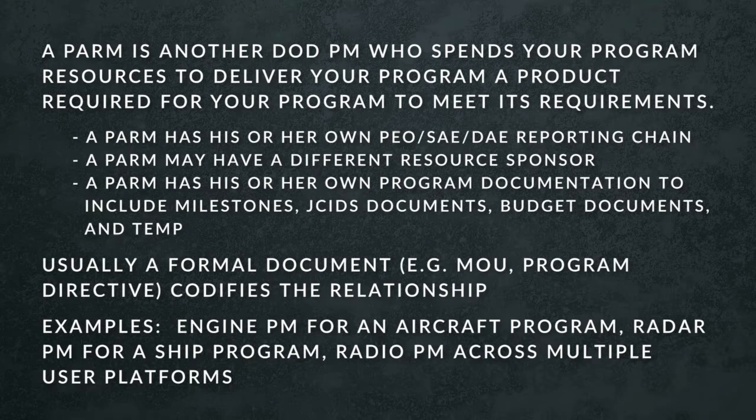And a PARM is going to have its own program documentation, its own acquisition strategy, its own JSIDS requirement, its own budget documents, its own TEMP, test and evaluation master plan, separate from your program, yet it's still providing a product that your program has to have to meet its requirements. Usually there'll be some formal document, an MOU or a program directive that codifies this relationship. As an example, the engine for an aircraft program, the radar for a ship program, or a radio program manager that's delivering radio equipment to multiple different users. Those are all examples of PARM program managers.